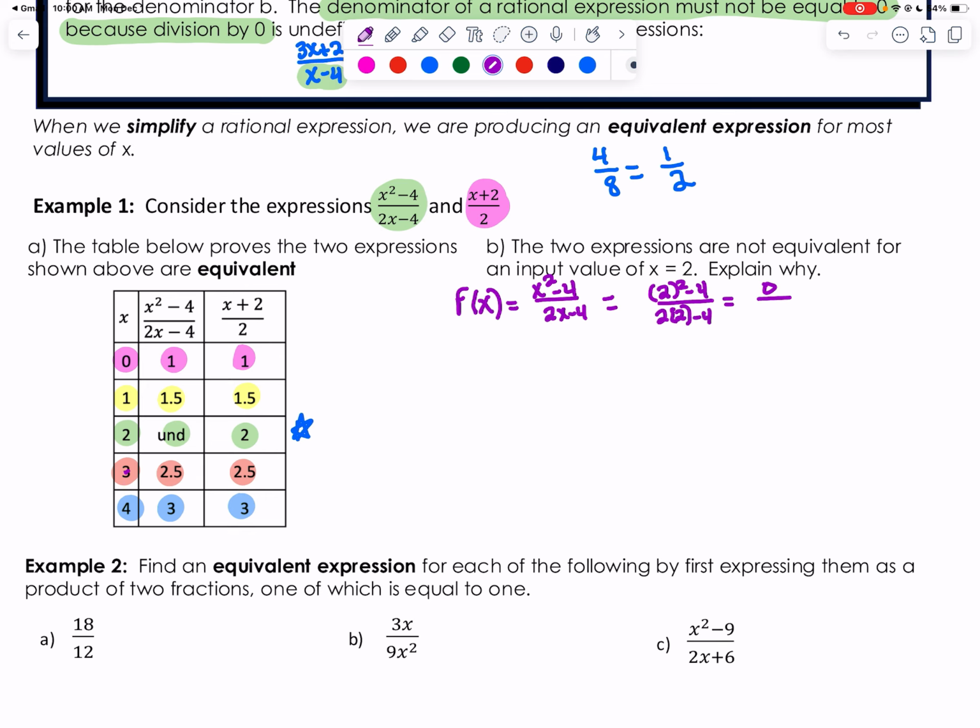Perfectly fine. 0 can be in your numerator, no problem. But look what happens on the bottom. 2 times 2 is 4, 4 minus 4 is 0, and division by 0 is undefined. So that's why we're getting an undefined when x equals 2. For our explanation, it says explain why they're not equivalent when x equals 2. So when x is equal to 2, x squared minus 4 over 2x minus 4 is undefined.